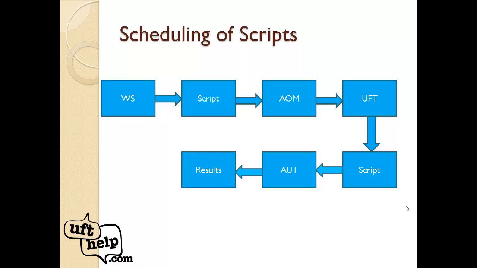We can email those reports or save them as per our convenience. After the results are generated, we close our UFT. So that's how the flow is: Windows scheduler triggers the script, and the script, using the AOM model, triggers UFT. UFT utilizes that script, runs and interacts with the AUT, and results are generated. So that was the basic flow.